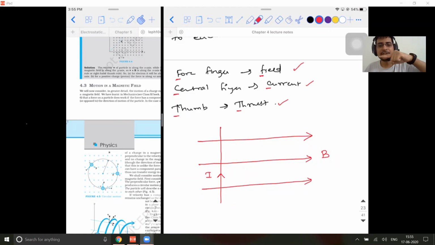Now extend the central finger because current is known. So extend the central finger, but this is not the direction. So what am I supposed to do? I need to reverse it. Okay, after you reverse it, then extend the thumb perpendicular to it. So this shows it is away from me. So away from me is minus k cap, and that is what you people do.